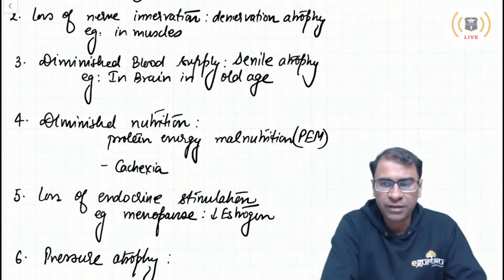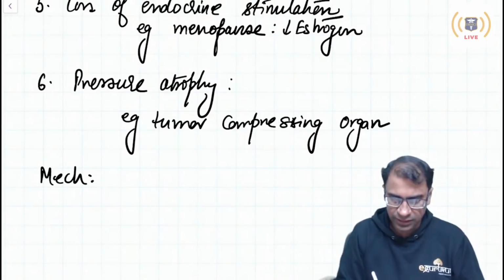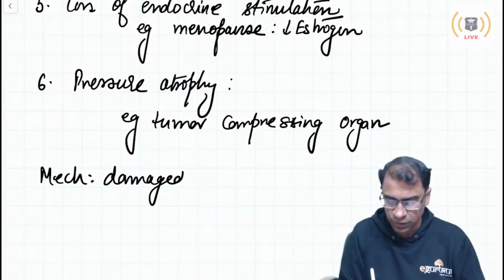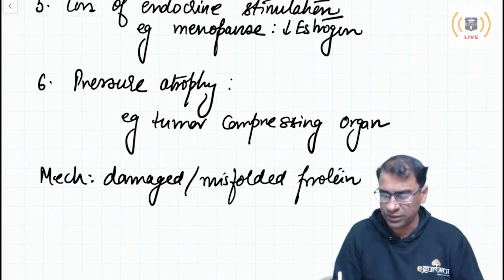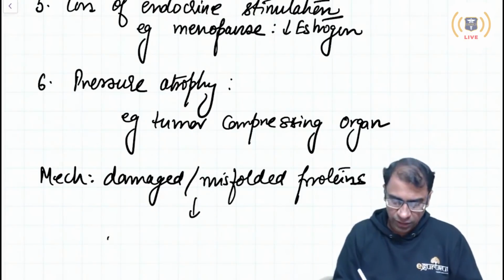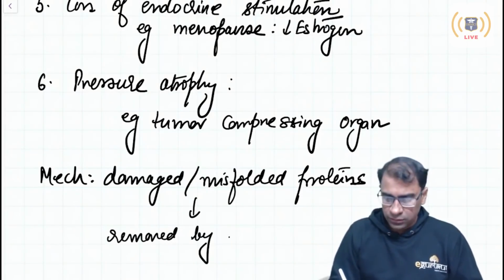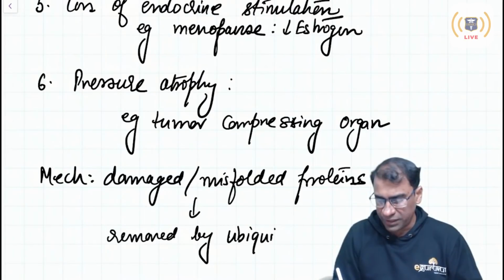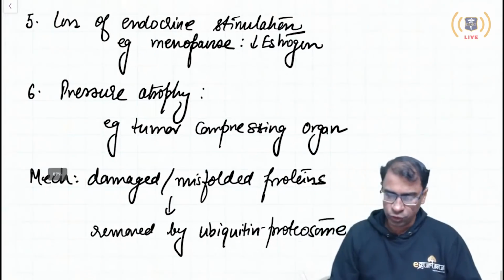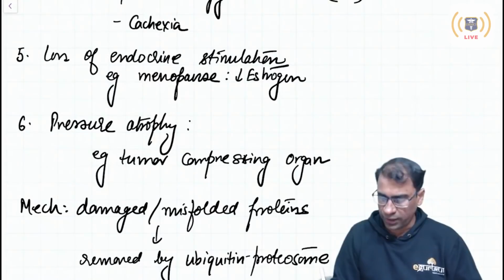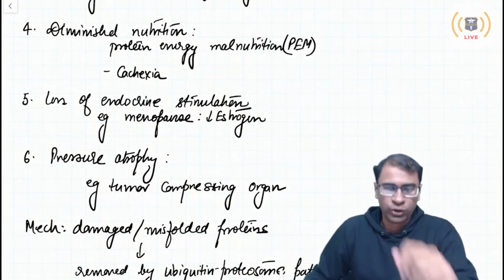Okay, let's write it down. The mechanism usually is that damaged or misfolded proteins are removed by the ubiquitin proteasome pathway. Take your time and write it down, no hurry. Ubiquitin proteasome pathway.